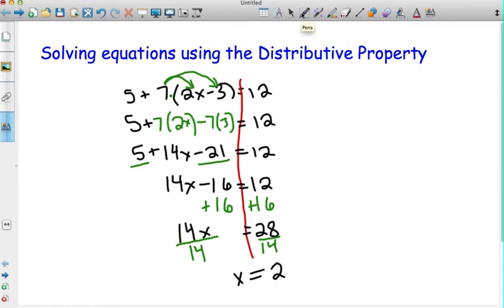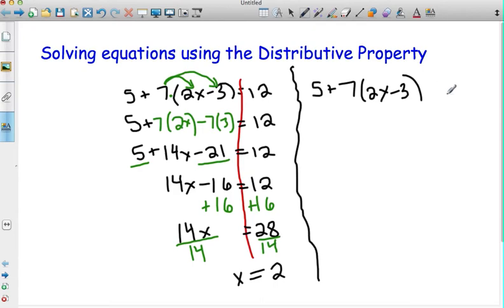After you finish the problem, you want to go back and check to make sure that your answer does make sense with what you've got. So we ended up with x equals 2. Here's what I'm going to do. I'm going to rewrite this entire problem, and here's how you can always check your answer and know for sure that you're right. 5 plus 7 times (2x minus 3) equals 12.